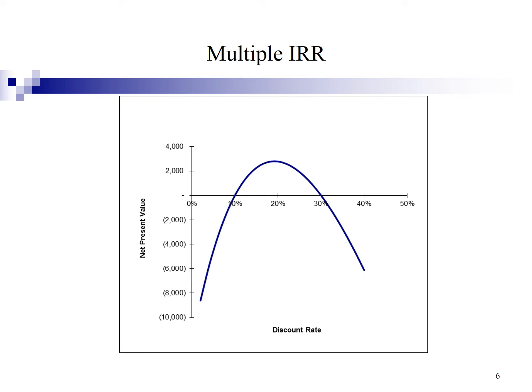In theory, a cash flow stream with n changes in sign can have up to n sensible internal rates of return. Because there is no good reason to choose one IRR over the other, the IRR method is not useful in such a situation.